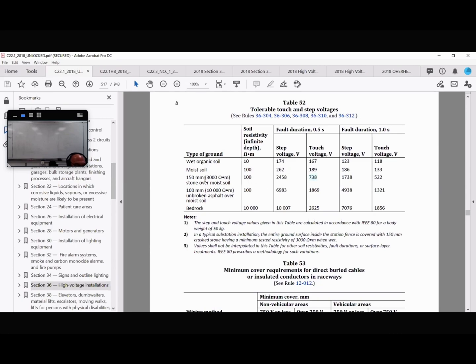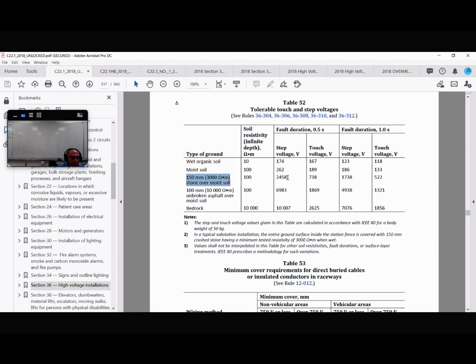Who provides those reports for you? A third-party testing company. So before you energize the piece of high voltage equipment, hey, it's almost noon. Before you energize a piece of high voltage equipment, you've got to get your touch and step report done, and it has to be better than these readings.